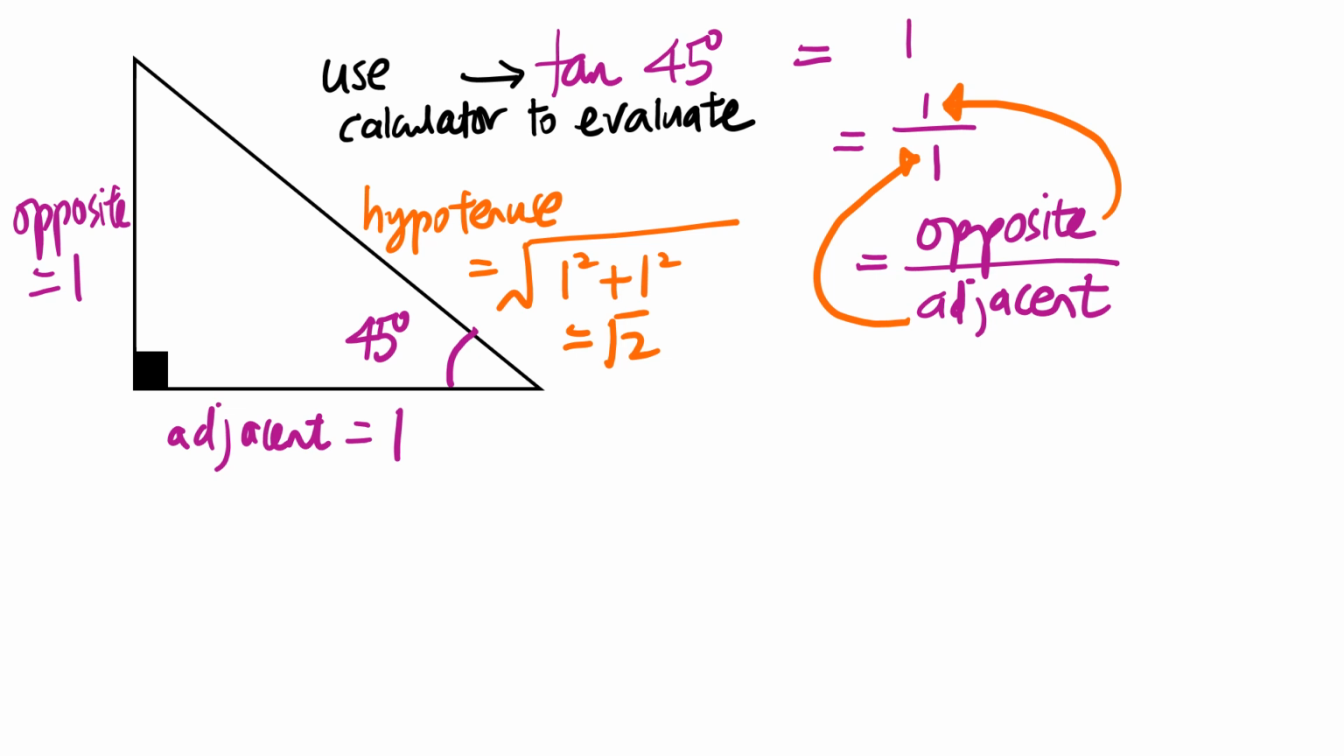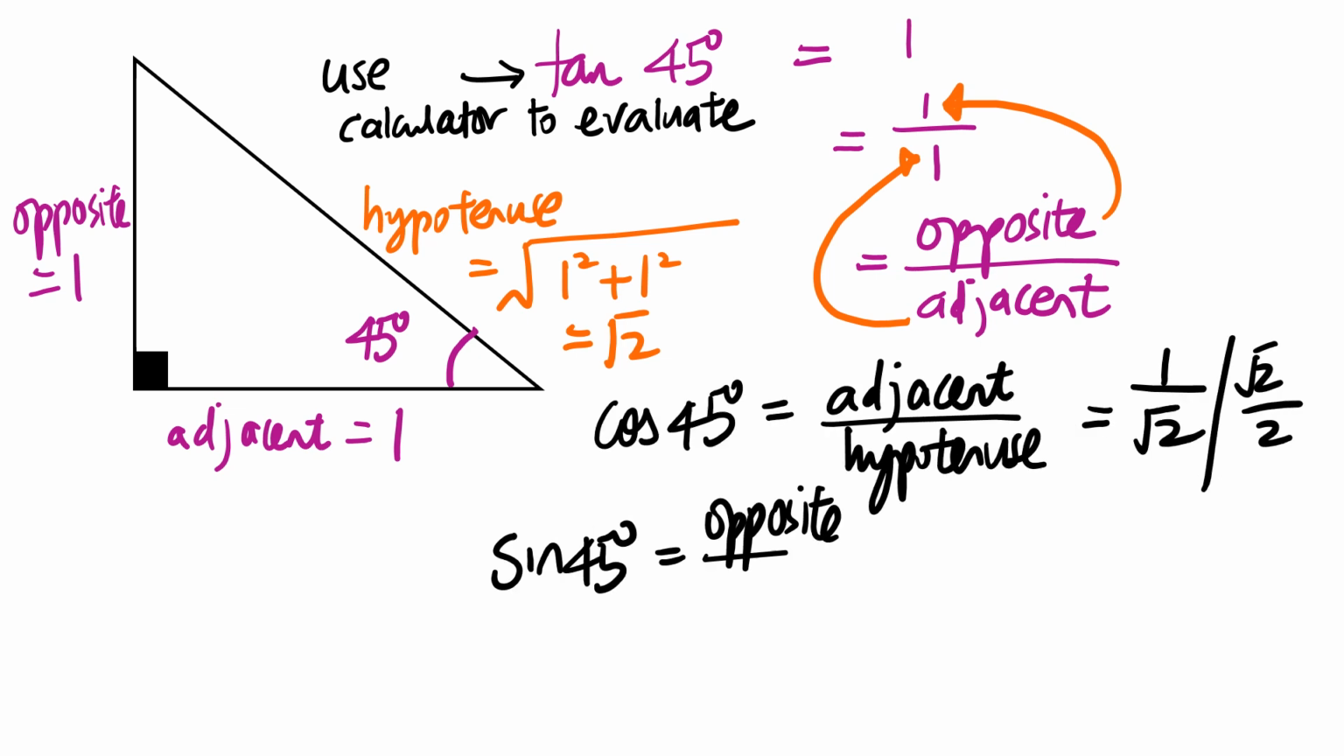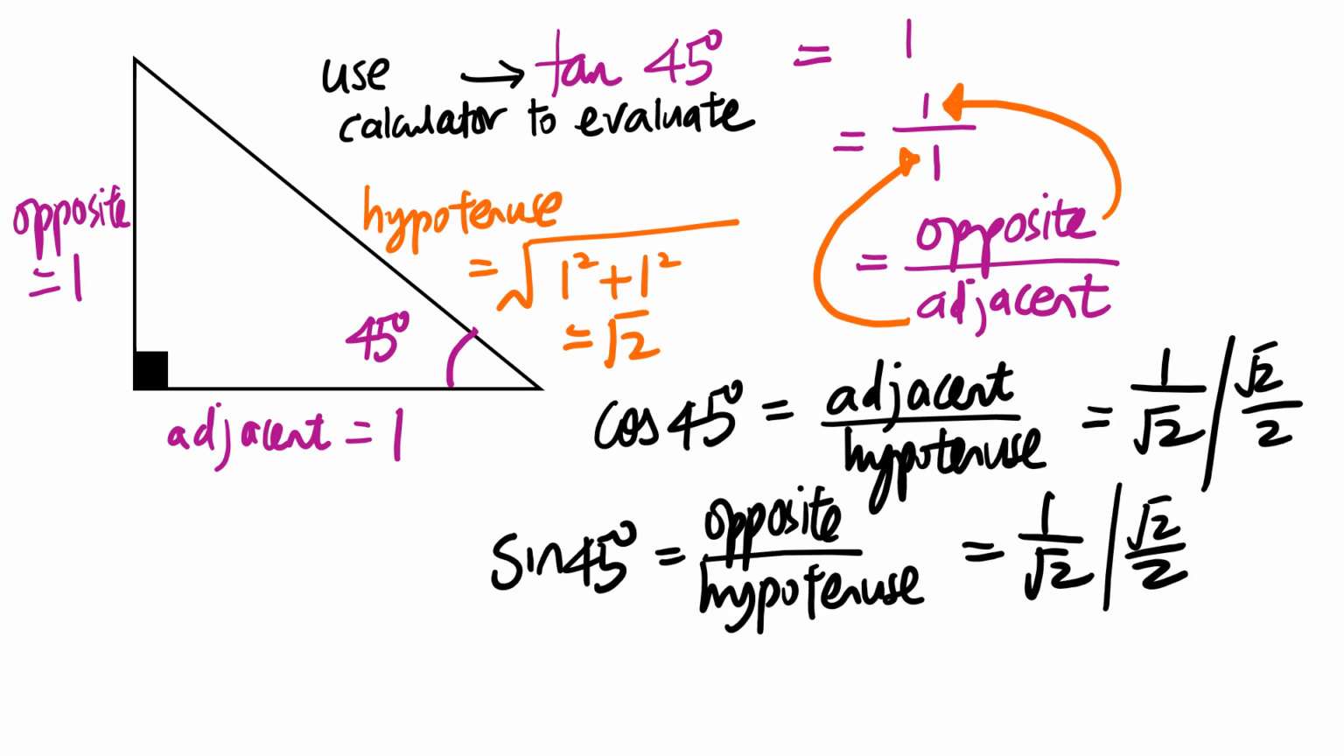Alright, so from here, we can easily find the trigo ratio of cosine 45 and sine 45. So cosine 45 is adjacent over hypo, so 1 over square root 2. If you rationalize it, you should get square root 2 over 2. And likewise sine 45 is also 1 over square root 2. It makes sense because sine 45 is actually equal to cosine bracket 90 minus 45, and 90 minus 45 is 45. So hence sine 45 is equal to cosine 45.